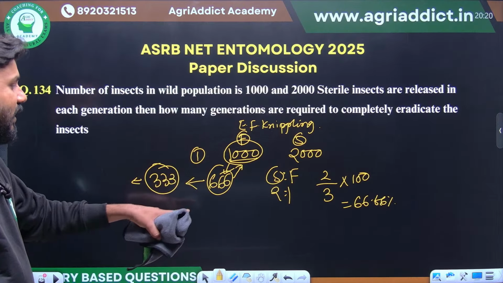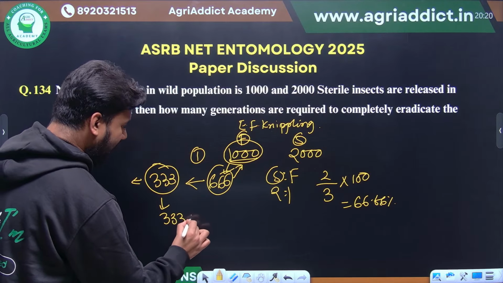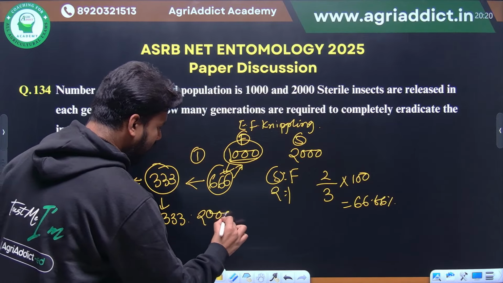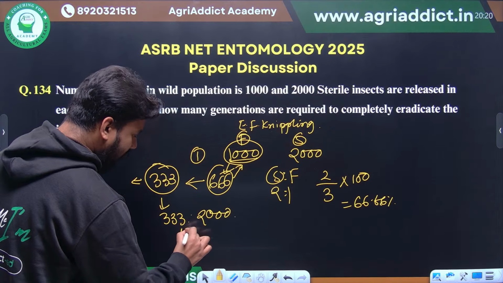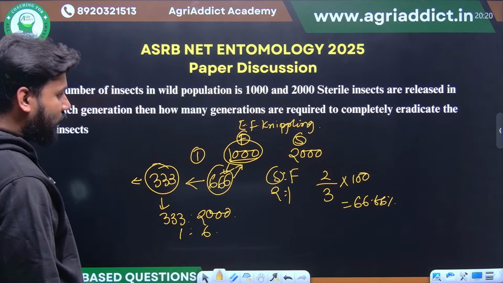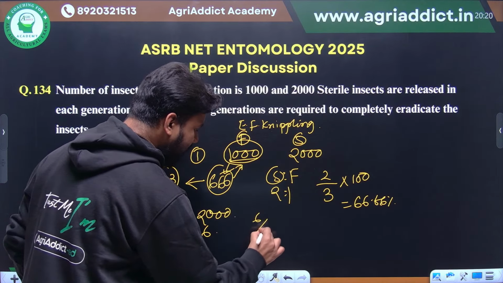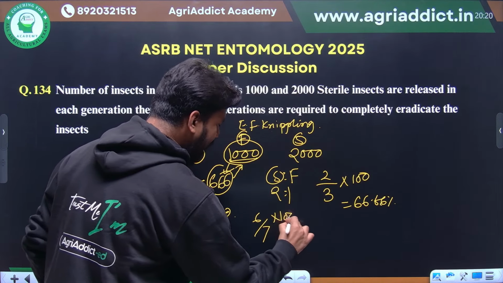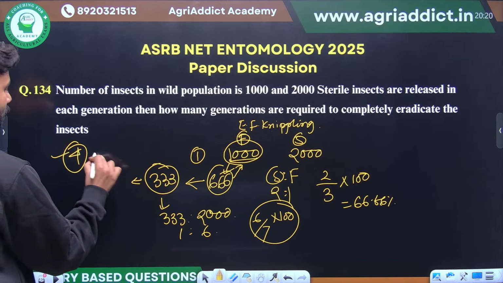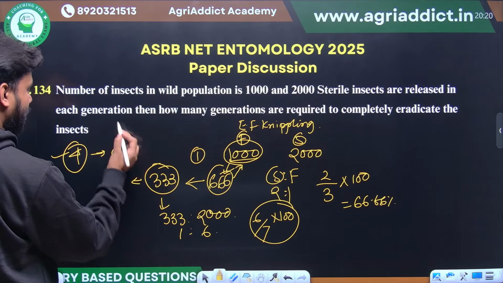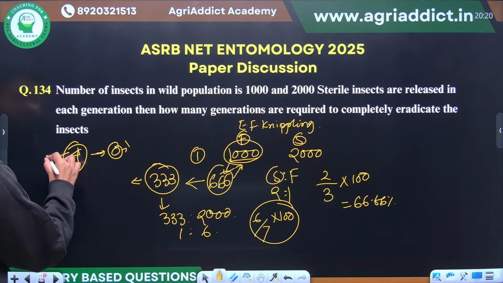So if you calculate like this, in the second generation you are having 333 insects, and again you are releasing 2,000. So the ratio of fertile to infertile will be 1:6. So here again the percent of infertile mates will be 6/7 into 100. So like that, if you calculate, in the fourth generation you will completely eradicate the pest. So there will be 0 insects that will be fertile. So the correct answer will be 4.